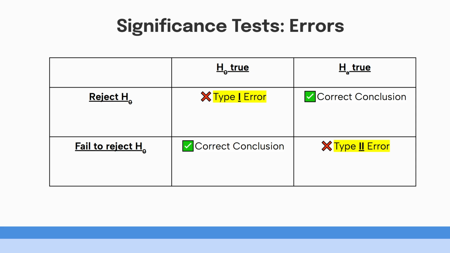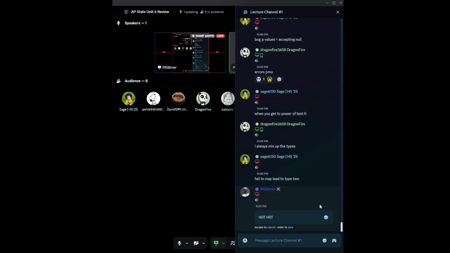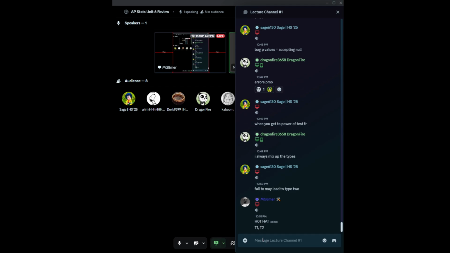So the way you remember these things, a good example is, let me transition to Discord. Let me make a window for that, because I'm just going to type this. I want the people who are watching the lecture to see this, because this is a really cool trick that I like. So, fail may lead to type 2. Think of it as HOT HAT. If the null is true, but then you reject it, that's type 1. And if your alternate is true, but then you fail to reject null, that's type 2. So it's in the order of type 1, type 2. Remember the acronym HOT HAT.